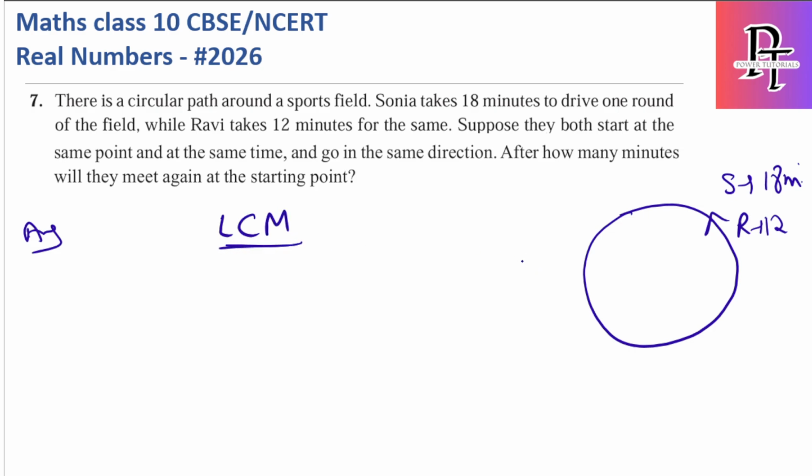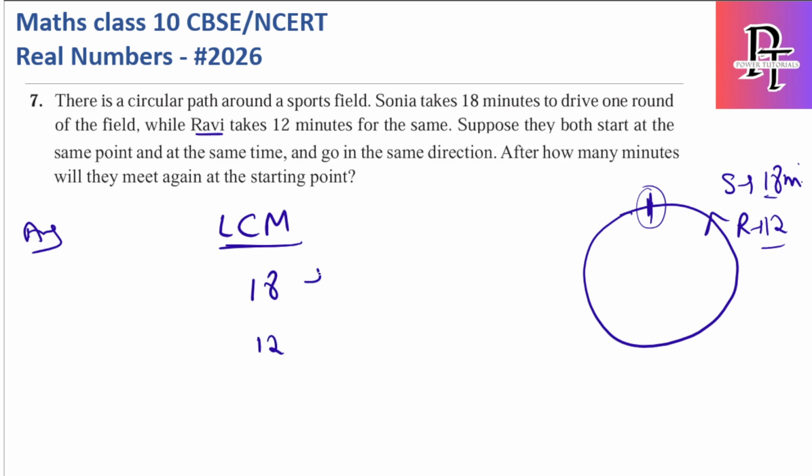Why? Sonia is taking 18 minutes, and the other one, Ravi, is taking 12. Both should meet at the same point, which means they should have the same multiple, and the least common multiple will be the common point where both will have the same value. So let's find the LCM of 18 and 12.